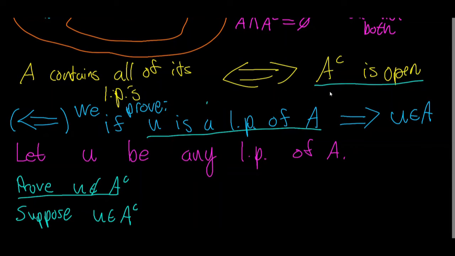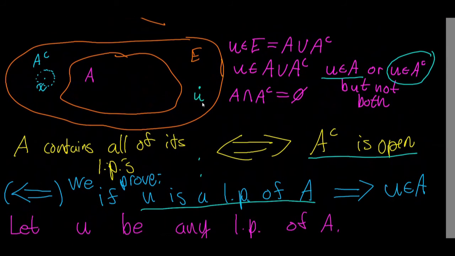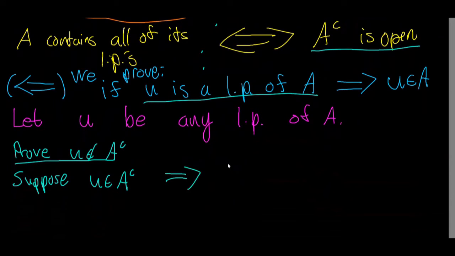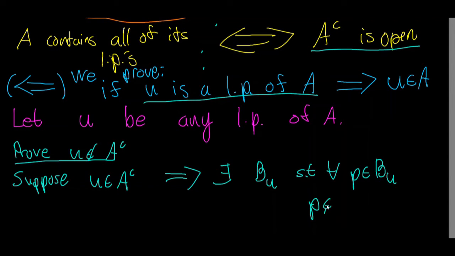Well, what happens when U is in the complement of A? Well, check this out. We're now able to use the fact that the complement of A is open. And if U is in the complement of A, then by definition of an open set, there exists an open ball centered at U entirely contained in the complement of A. So every point in this open ball centered at U is in the complement of A. But that's the same as saying that every single point in this open ball centered at U is not in A. So this implies that there exists an open ball centered at U such that for every point P in that open ball centered at U, P is not in A.